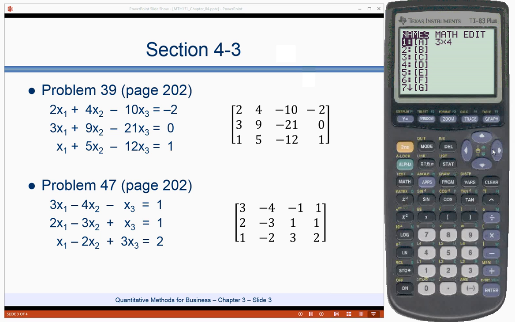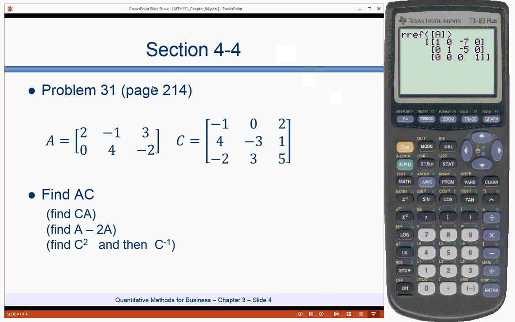Second matrix, math. Scroll to the RREF. Second matrix, pick name A, close parentheses, hit enter, and the reduced row echelon form for this matrix is this one. And notice, since our bottom row has all zeros except for 1 on the right, this matrix is inconsistent. There is no solution to this matrix, problem 47 on page 202. And that's what this row right here is telling us. It's telling us, again, 0 equals 1, which is not a valid mathematical statement.